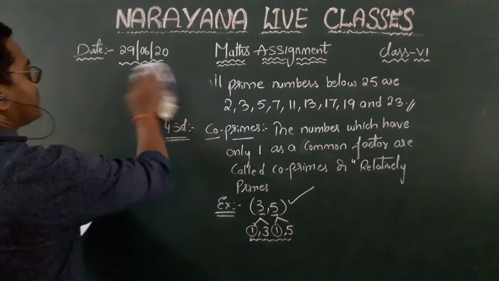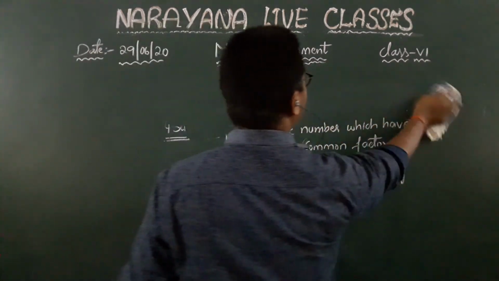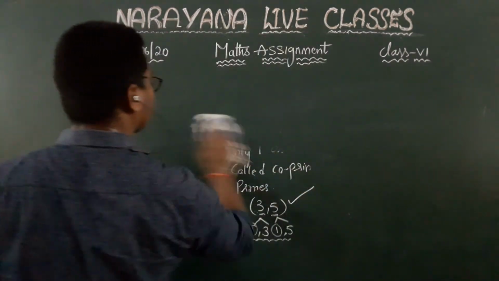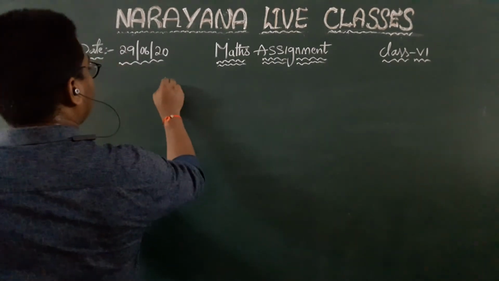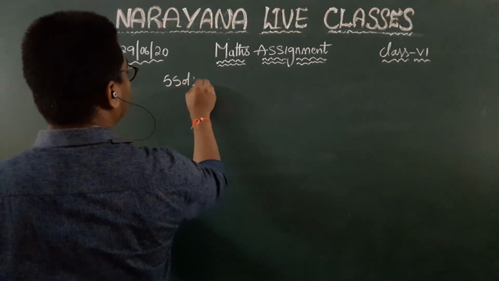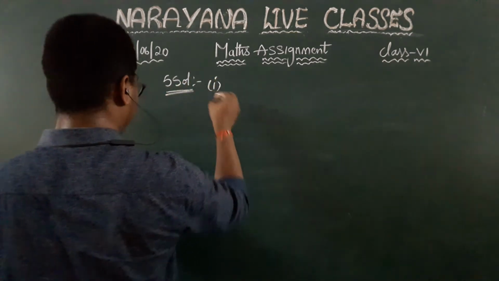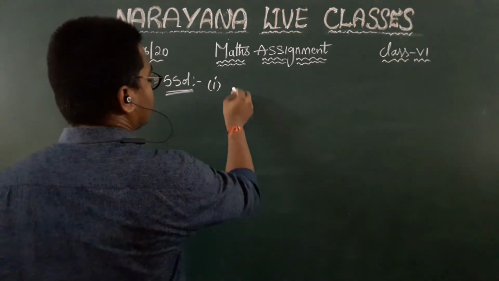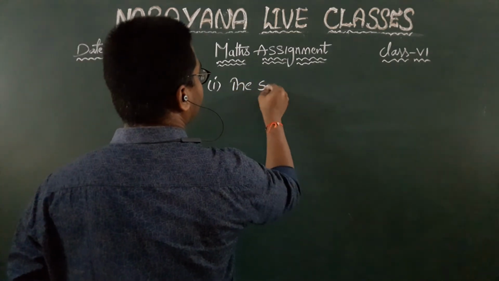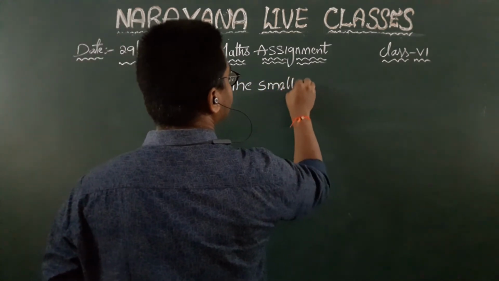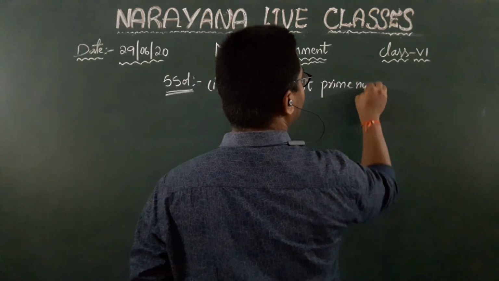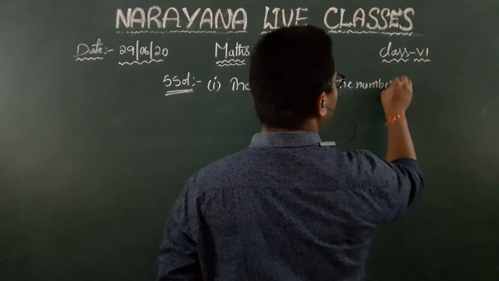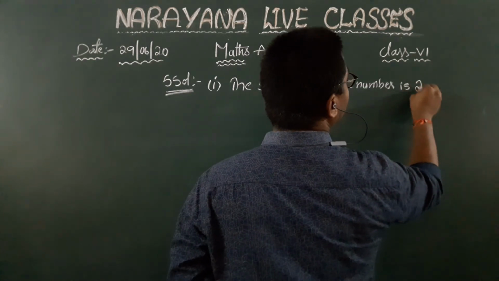Now coming to the fifth question. Under this we have two questions, children. The first one: the smallest prime number is what? What is the smallest prime number, children? The smallest prime number is 2.